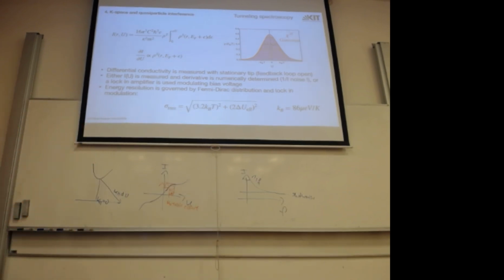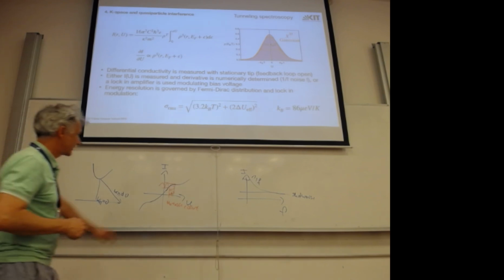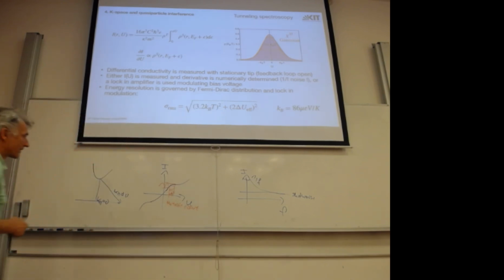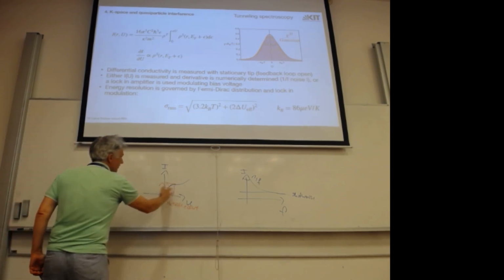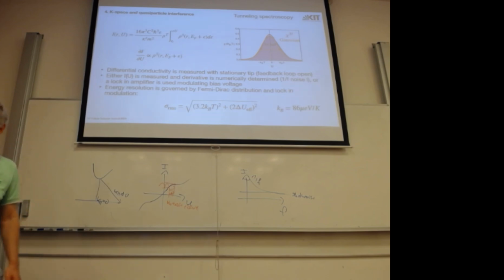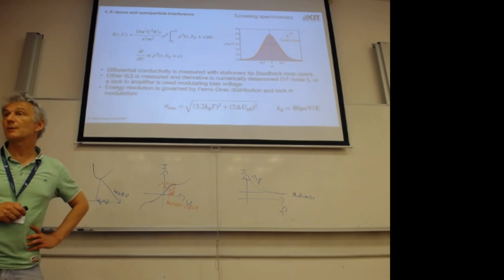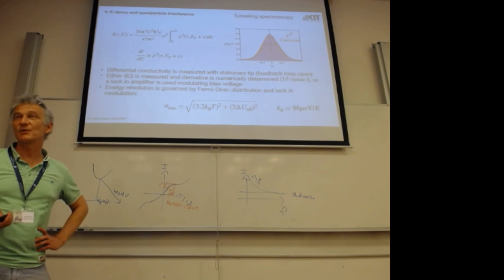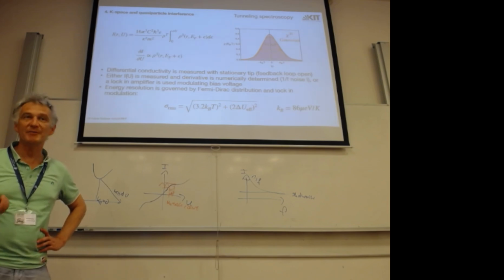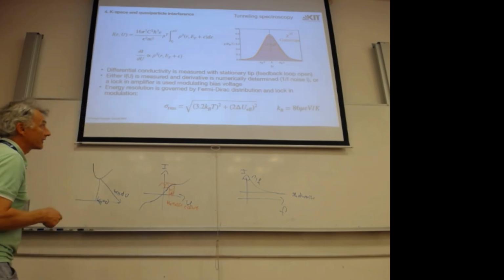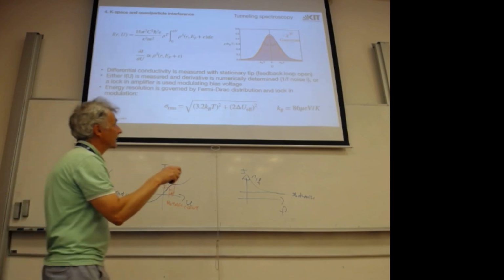So what we do is we add this delta U cosine omega t. But this means our resolution is limited by this modulation. And there's also another limitation of the energy resolution, which comes from the fact that we are not at T equals 0. Our Fermi functions are smeared. And we actually have a convolution of two Fermi functions. And if you convolute them, they almost look like a Gaussian.